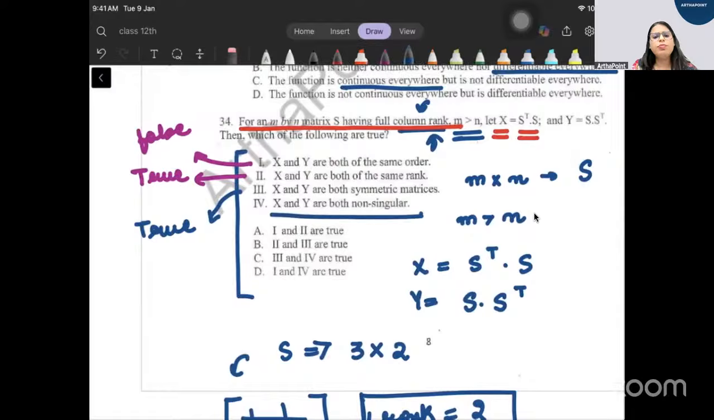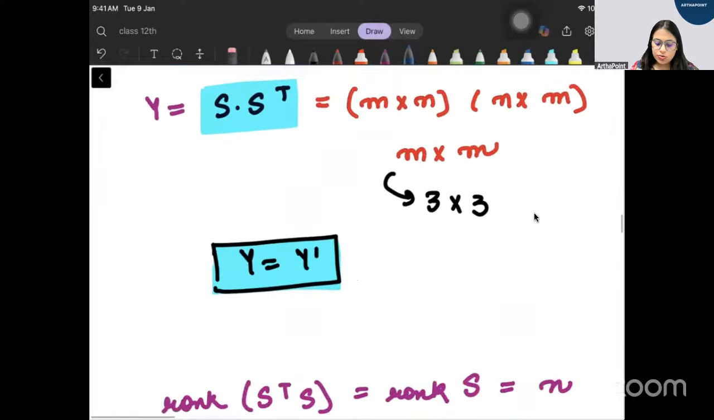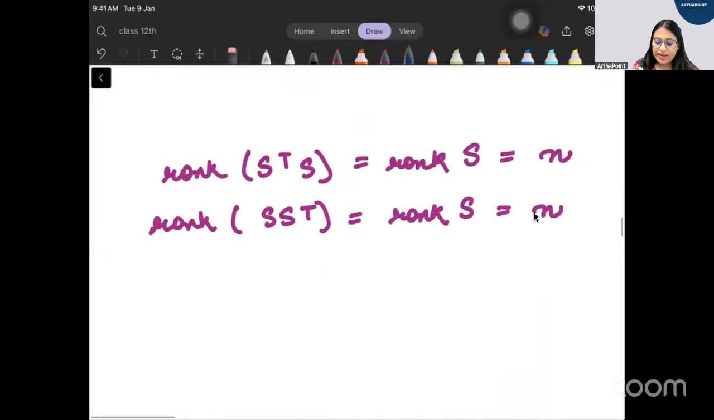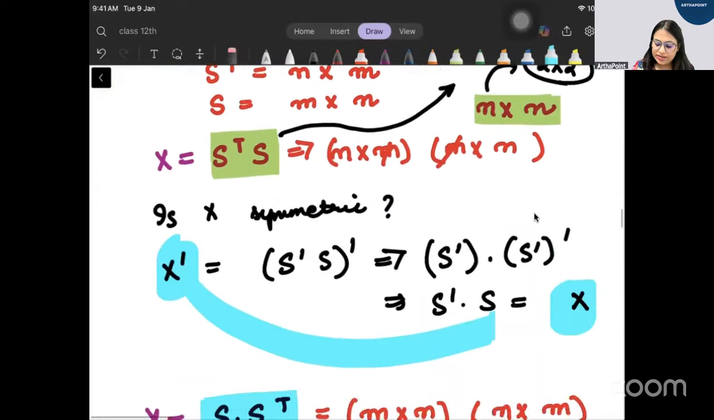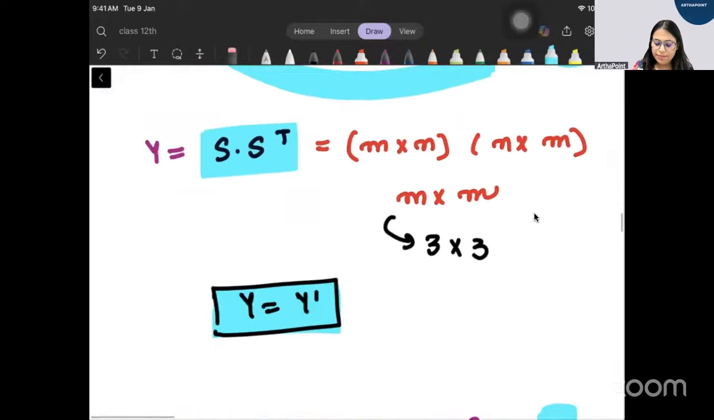X and Y are both non-singular. Now look, it's very interesting. I told you that the rank of this is n, and the rank of the other will also be n. But we know that the dimension of this was m cross m, right?